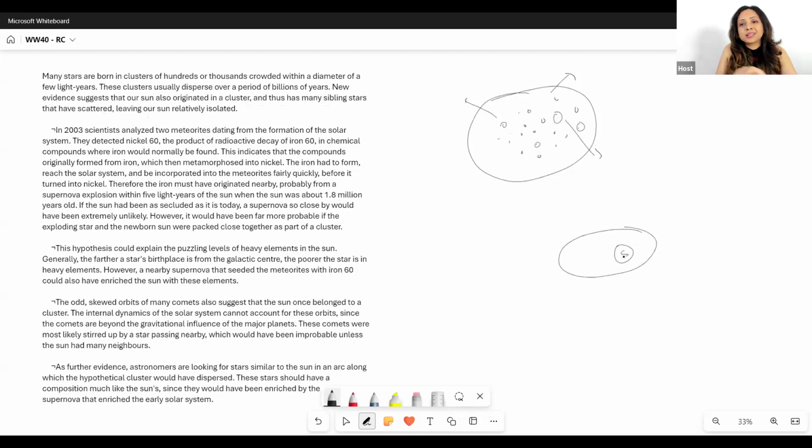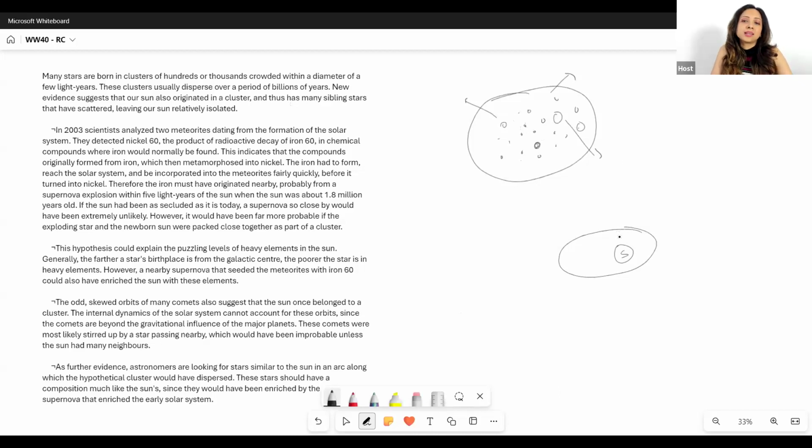So they are saying that this also originated in a cluster like this. And so, of course, it had a lot of sibling stars. Sibling stars, from context, we know that these all are sibling stars. Let's say if this is the sun, then all these are its sibling stars. Yeah. So they're saying that new evidence suggests that our sun also originated in a cluster, and so it has many sibling stars, and they scattered because.